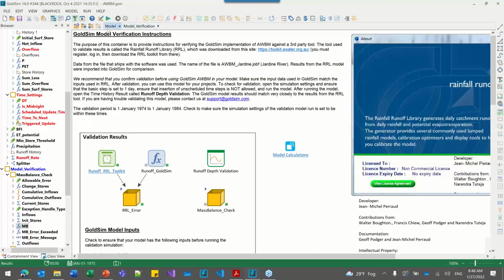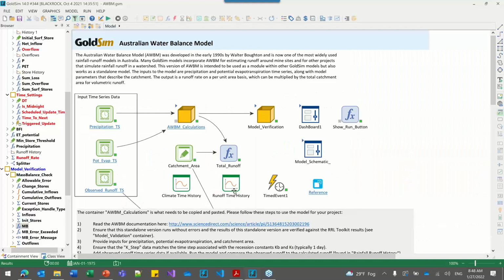The next thing we want to do is look at what happens if you insert unscheduled time steps.